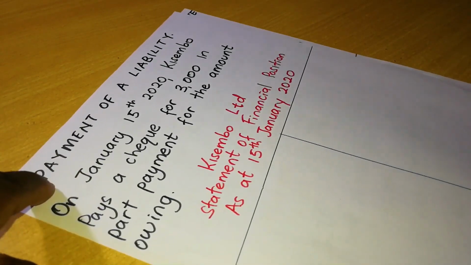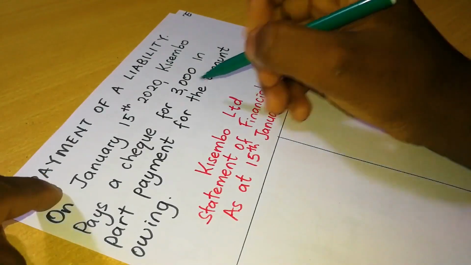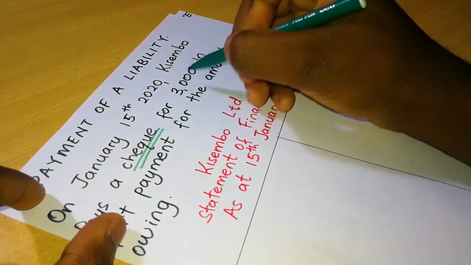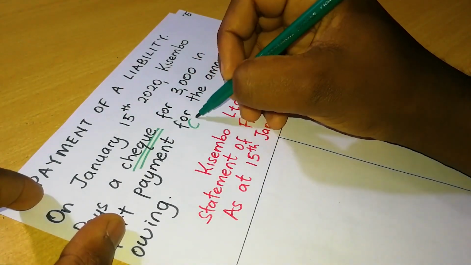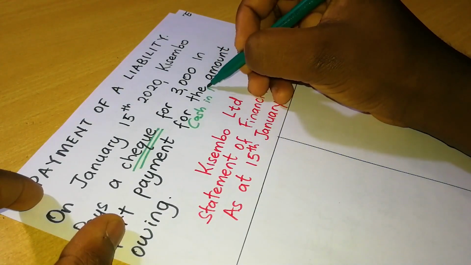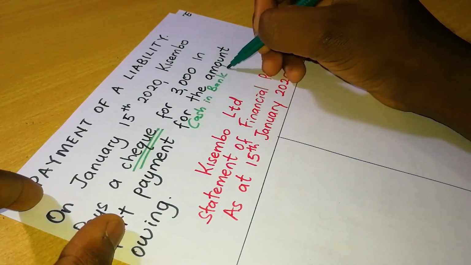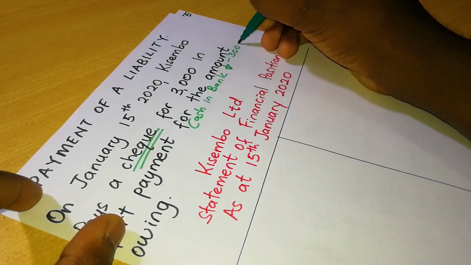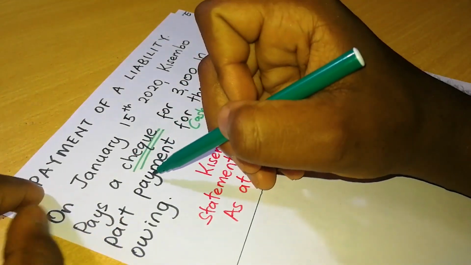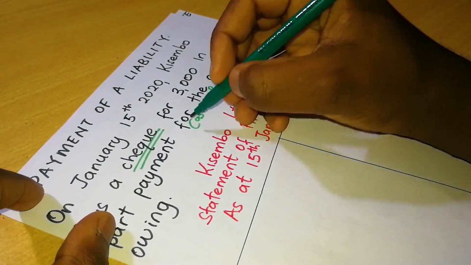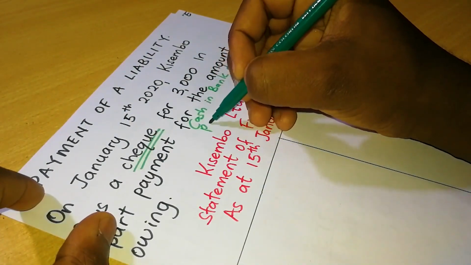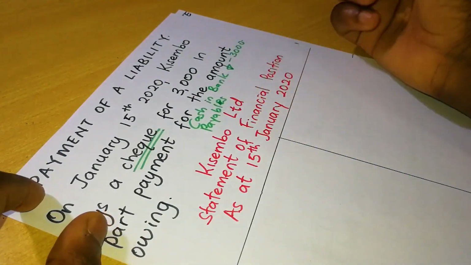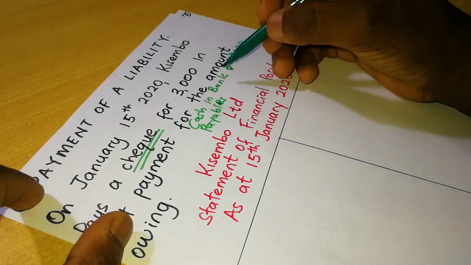Number one, when we pay 3,000 by check, it means that our cash in bank is going to reduce, because we are using a check to pay. So cash in bank is going to reduce by 3,000. Then, of course, also our payment, we are paying to the amounts owing. So it means that our payables are also going to reduce. In other words, the money we owe to our creditors is going to reduce.